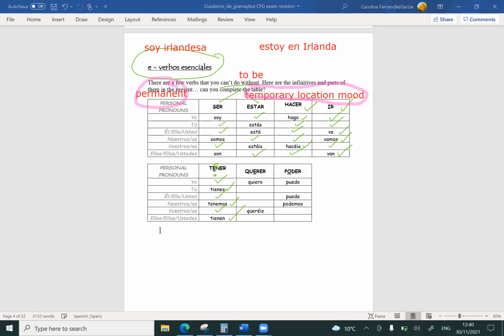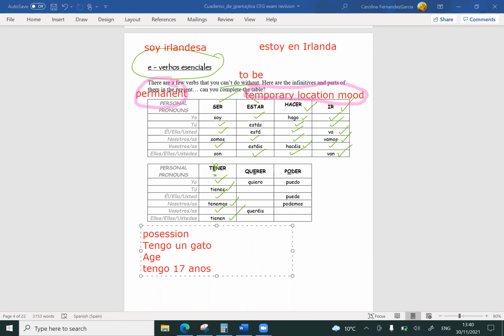Now, what's special about the verb tener? In Spanish, we use the verb tener to indicate possession, like in English. This is literally the same. Tengo un gato. I have a cat and the cat is mine. The other use is with age. Tengo 17 años. I am 17.